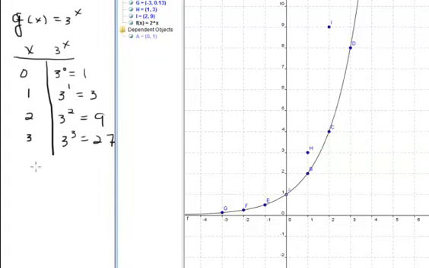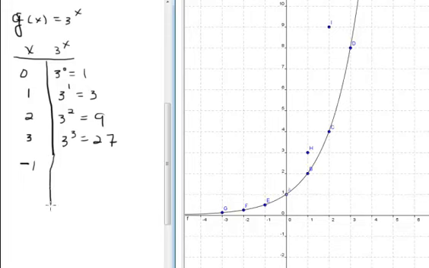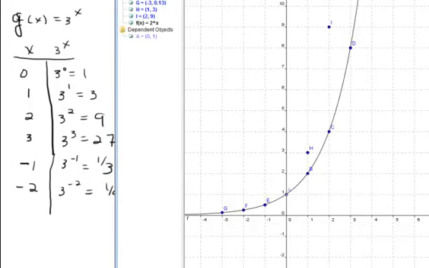What do you think happens as we go in the negative direction? When x is negative 1, we have 3 to the negative 1, which is 1/3. When x is negative 2, we have 3 to the negative 2, which is 1/9. Let's plot those points. So negative 1 went to 1/3, and negative 2 went to 1/9. Now let's see what happens if we graph that function.